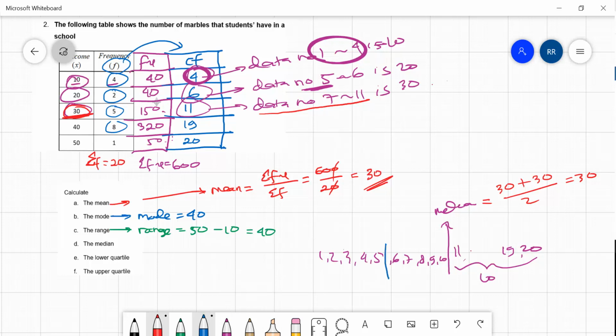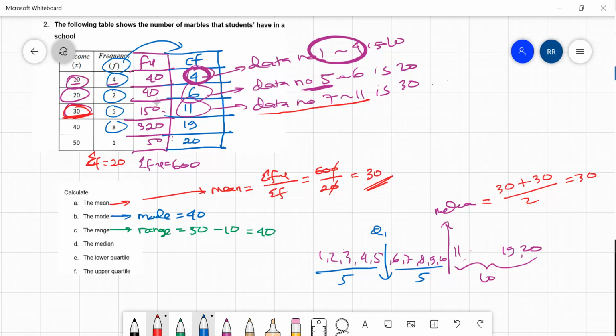It will be here, right? Because you know, we have 5 data over here and we have 5 data over here. So which means that this is going to be the quartile 1, or the lower quartile. Remember, the value is not 5 and 6, but it's data number 5 and data number 6. Let's go back to the table again. What is the value of data number 5 and what is the value of data number 6?